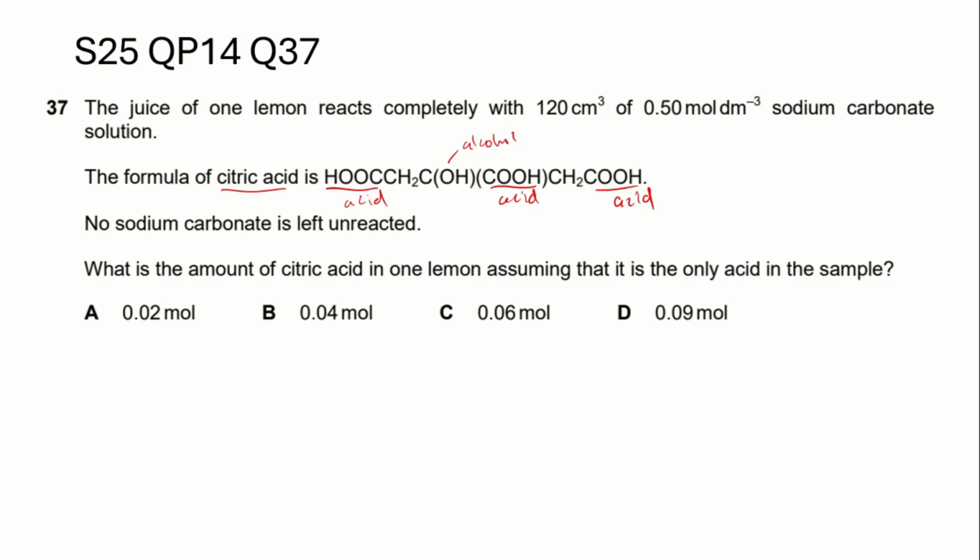Let's look at the first statement. The juice of 1 lemon reacts completely with 120 cm³ of 0.5 molar sodium carbonate solution. Sodium carbonate will react with only carboxylic acid and not alcohol.